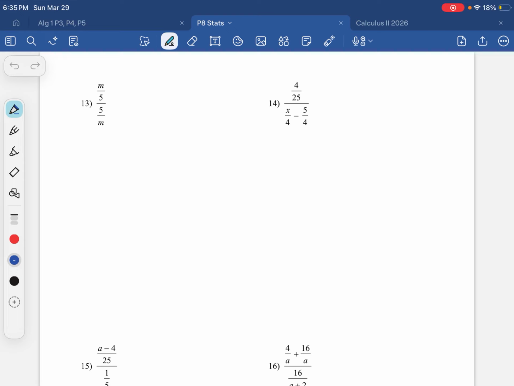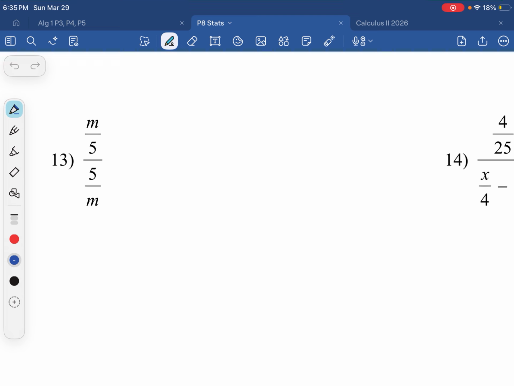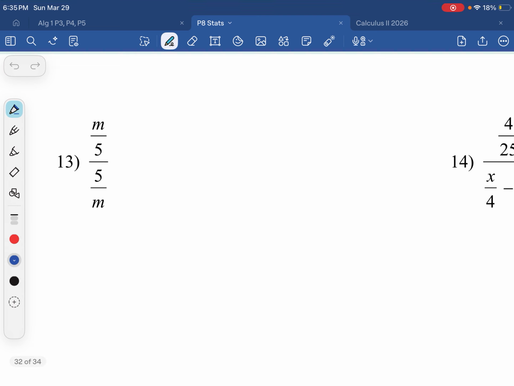Okay, this is part 2. We're still trying to simplify. In number 13, we have a rational expression divided by another expression. So we had two options. We can either multiply by the least common denominator or multiply by the reciprocal.